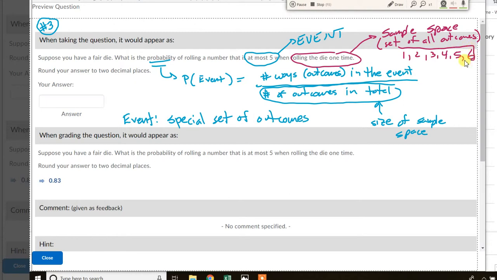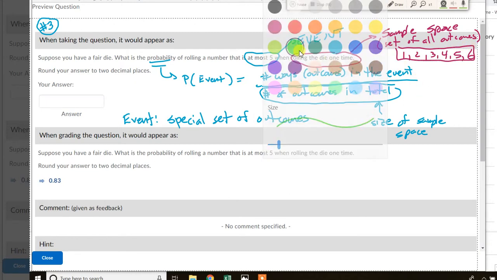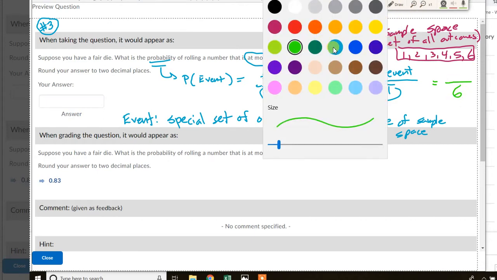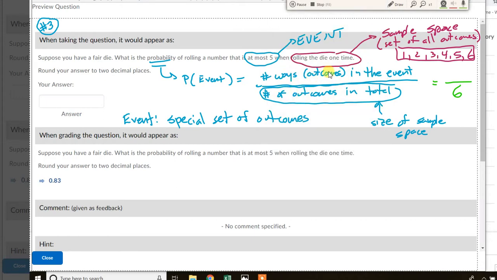It has 6 elements. So that means the denominator of my probability fraction is going to be 6. There are 6 outcomes in my sample space. Now, what about the numerator? The numerator is going to be the number of ways that the event can occur. The event in this case is getting at most 5. We've singled out certain outcomes and called them a specific event.